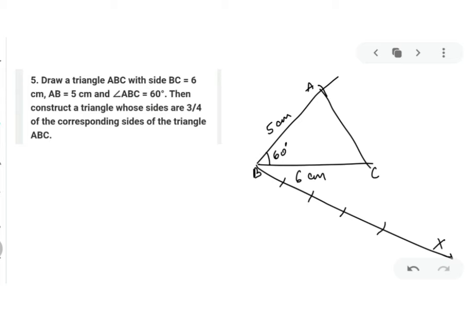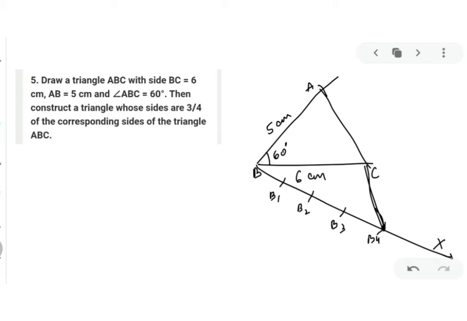ठीक है? Why you are dividing with 4? Because 3/4. So 4 is the greater number of 3 and 4. So you have to divide your BX in 4 equal parts. You can name it as B1, B2, B3, B4. Got my point clear? Yes. Now you have to join your last point B4 with your C.